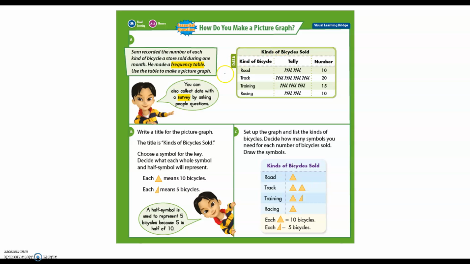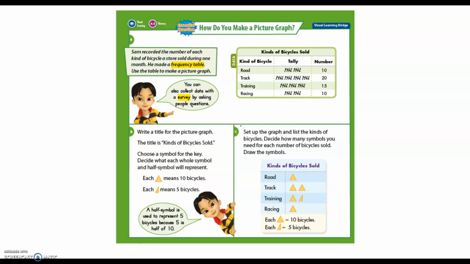Back to the frequency table. We see road bikes have 10 tallies, so there are 10 road bikes that were sold. Every time a track bike was sold, they made a tally. 5, 10, 15, 20. There were 20 track bikes sold. Training bikes, 5, 10, 15. Racing bikes, 5, 10.